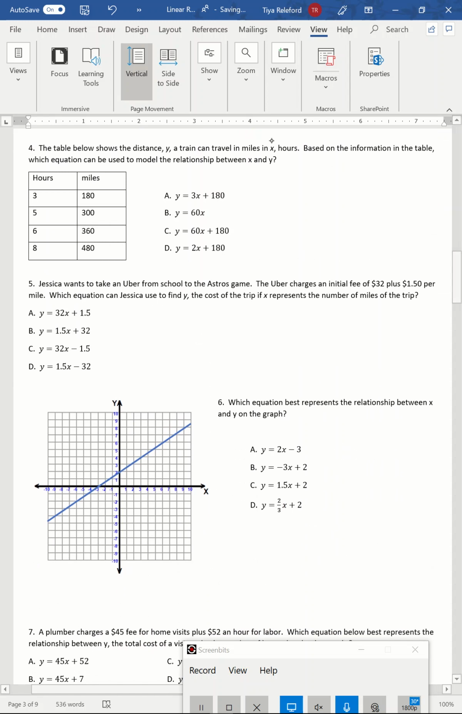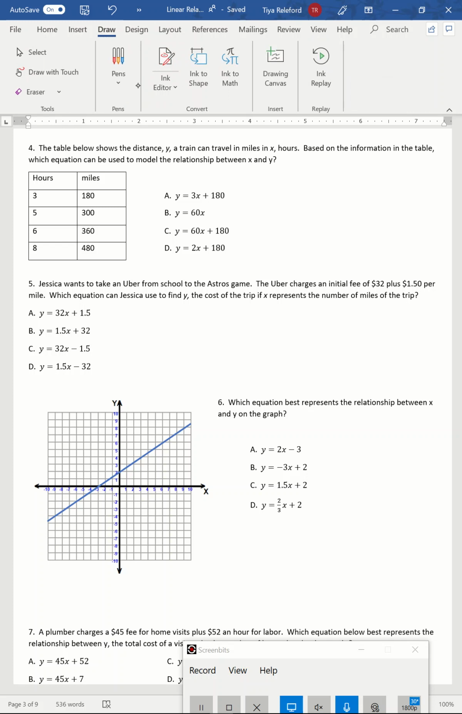The table below shows the distance y a train can travel in miles in x hours. Based on the information on the table, which equation can be used to model the relationship between x and y? So you're going to pick an easy number, and you're just going to see which ones work. So y equals 3x plus 180.